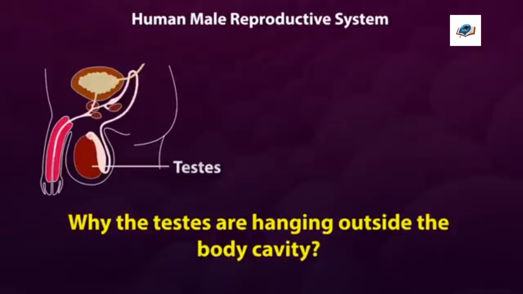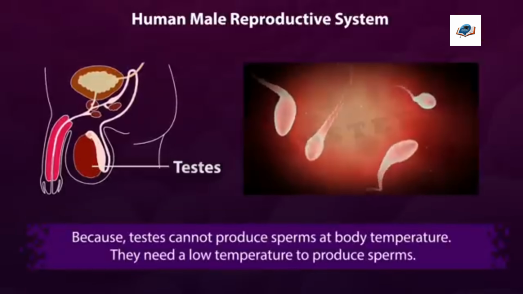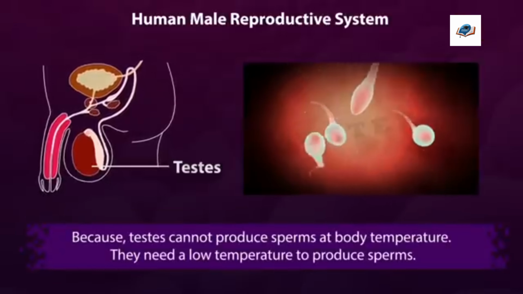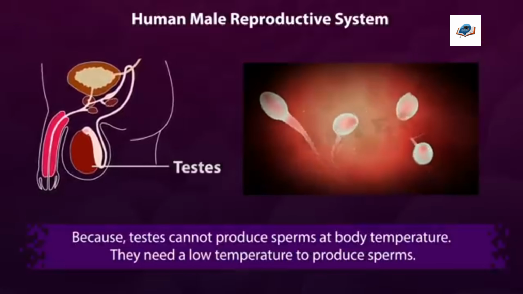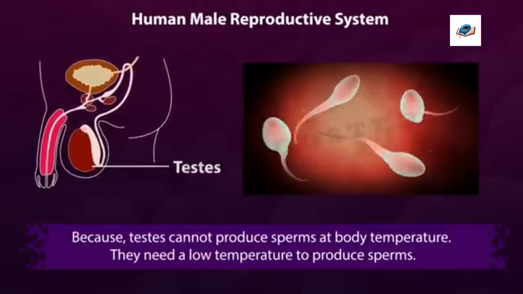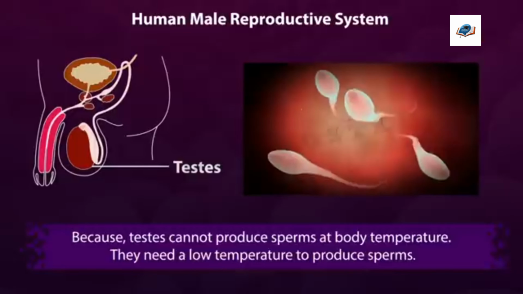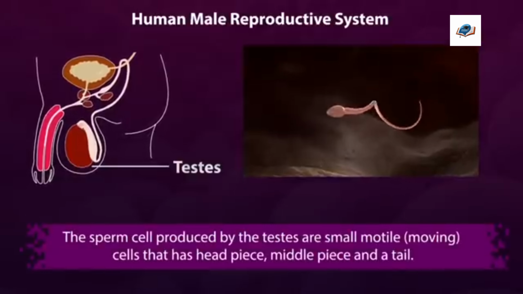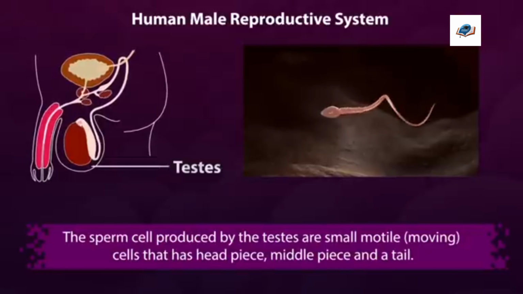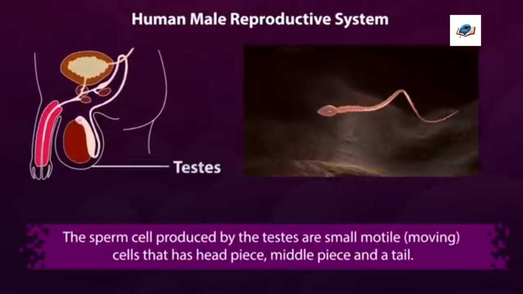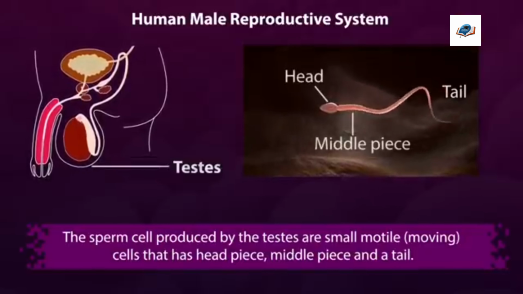Why are the testes hanging outside the body cavity? Because testes cannot produce sperms at body temperature. They need a low temperature to produce sperms. That is why they are present outside the body cavity. The sperm cells produced by the testes are small and motile, meaning moving cells. Each sperm cell has a head piece, middle piece and a tail.